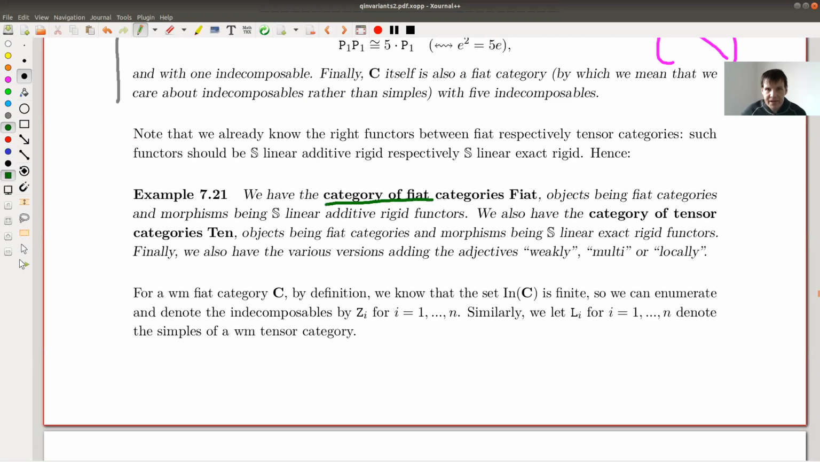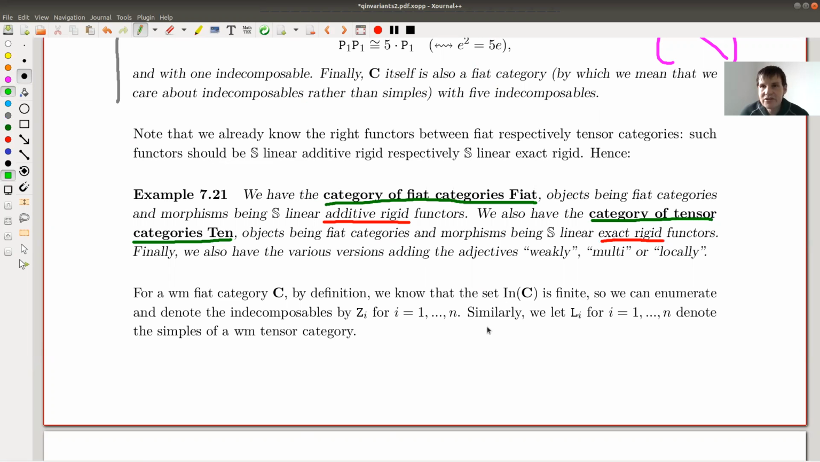You get the corresponding categories by the usual yoga. Not so exciting. You just have to be sure what are the right notions of functors. So either it's additive rigid or it's exact rigid. And there are various words to add to it. It doesn't matter so much. Okay. That's the usual yoga. I hope that's by now familiar enough that I can kind of briefly go through it.